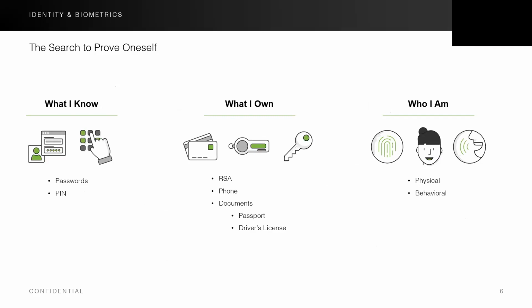One is what I know, typically represented by passwords or PINs. The second is what I own, being either a device like a mobile phone, an RSA token, certain documents, keys, or fobs. And finally, who I am. Thus, my access to these resources can be determined by a combination of one or more of these factors. Biometrics determines who I am based on my physical and behavioral attributes.